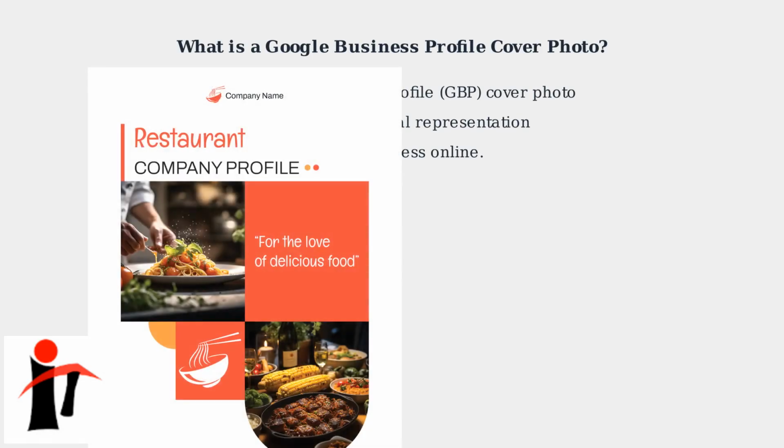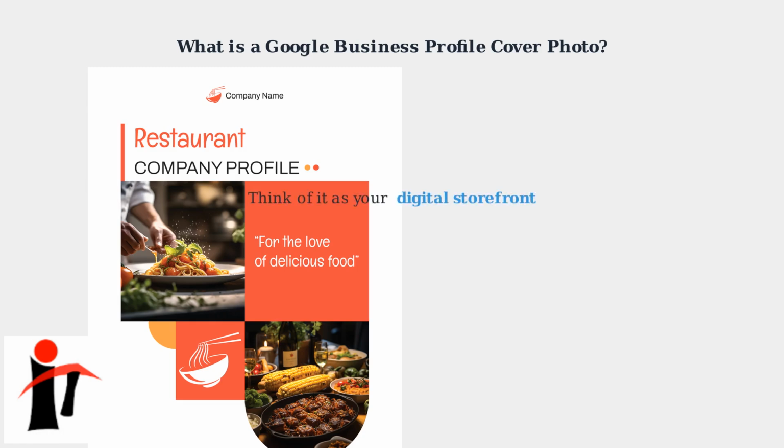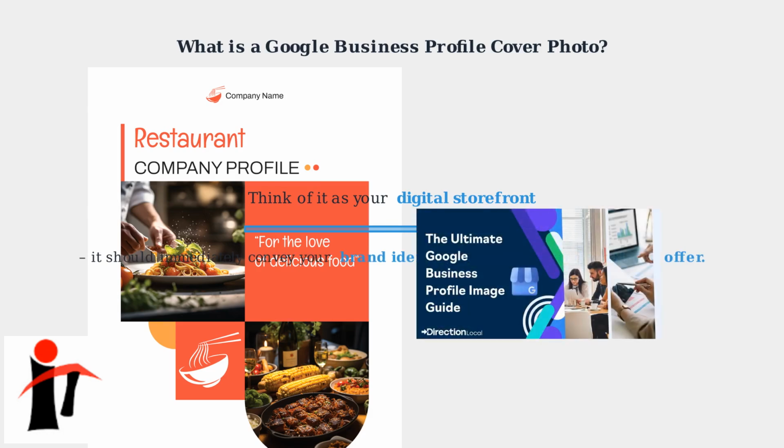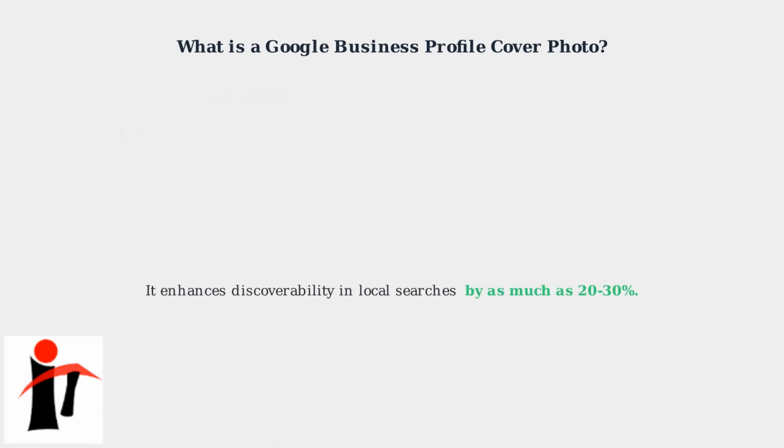Your Google Business Profile (GBP) cover photo is the primary visual representation of your business online. It's the first image potential customers see on Google Search and Maps, so it's crucial for making a strong first impression. Think of it as your digital storefront. It should immediately convey your brand identity, ambiance, and what you offer. It enhances discoverability in local searches by as much as 20 to 30%.